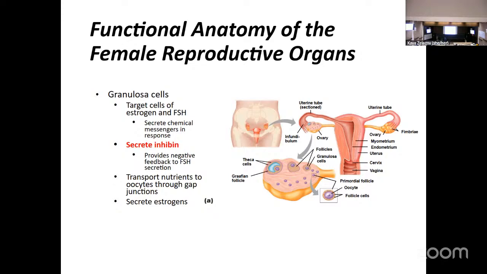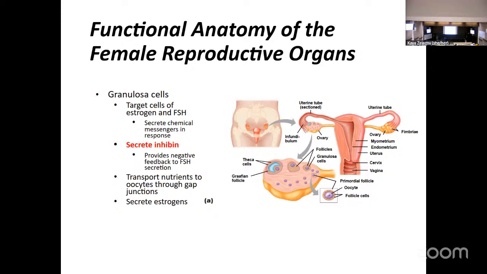So they're going to be target cells for estrogen, one of our hormones associated with the female reproductive system. And they're also going to be target cells for something called FSH, so follicle stimulating hormone. So we also see FSH in males when we're thinking about how they're producing sperm.